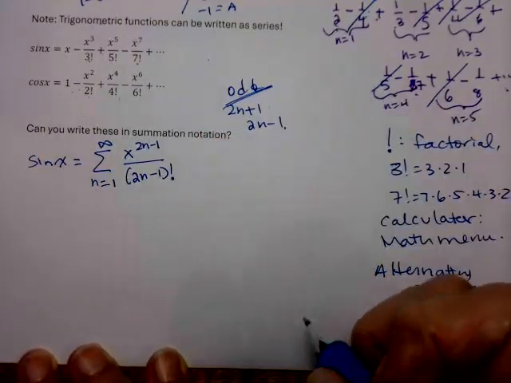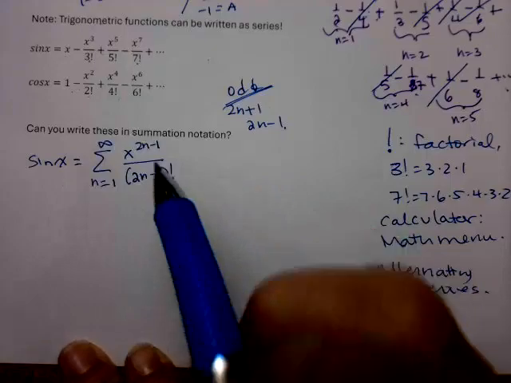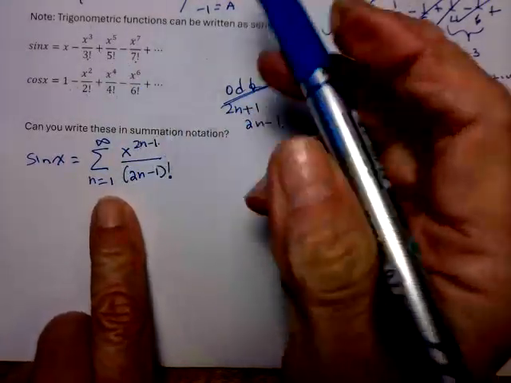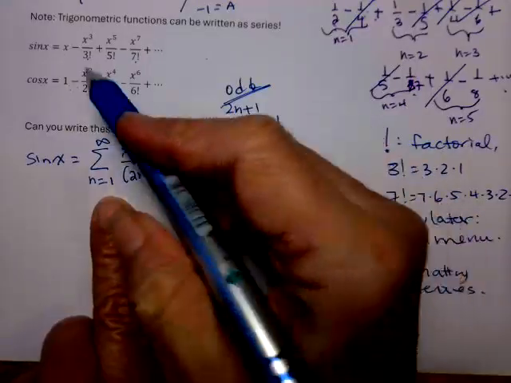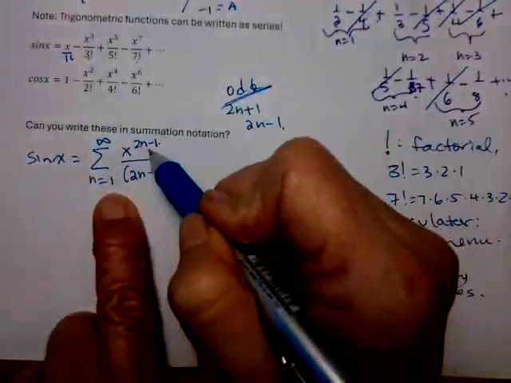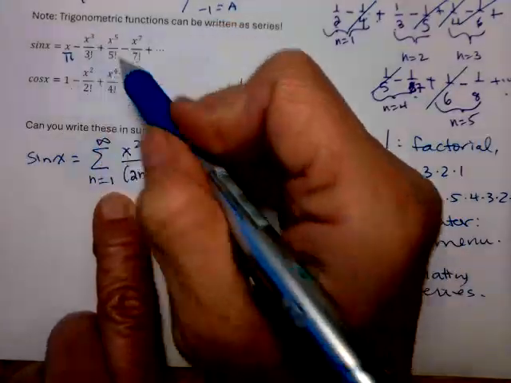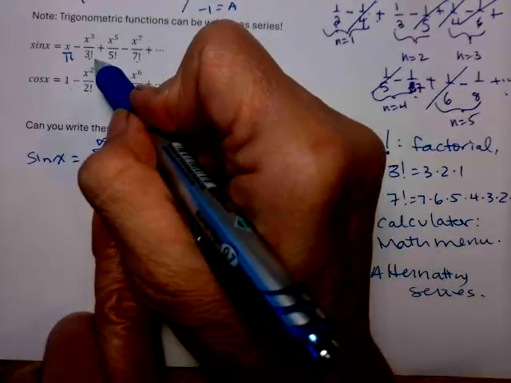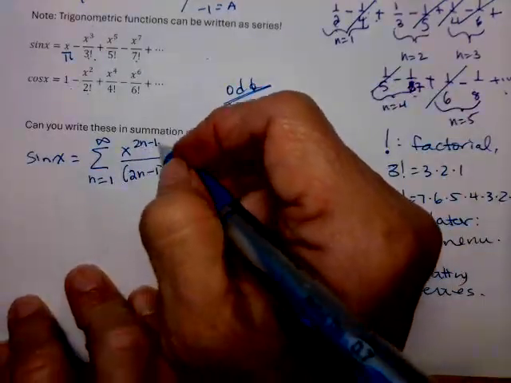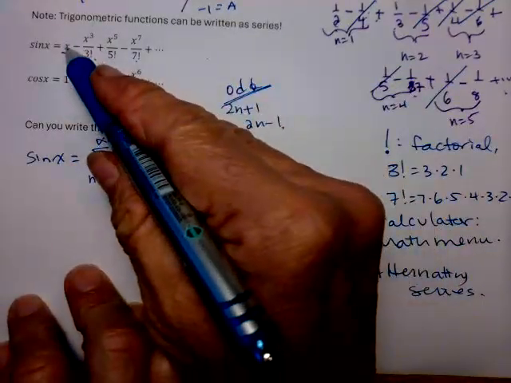Oh, I need to change my signs though. Before I do my changing signs, let's make sure. N equals 1, I'll get 2 minus 1, that's x to the 1st, divided by 1 factorial. N equals 2, get 4 minus 1, x cubed, 3 factorial. Okay, great. So I've got the 3s and the 5s and the 7s. Now I need to change my signs.